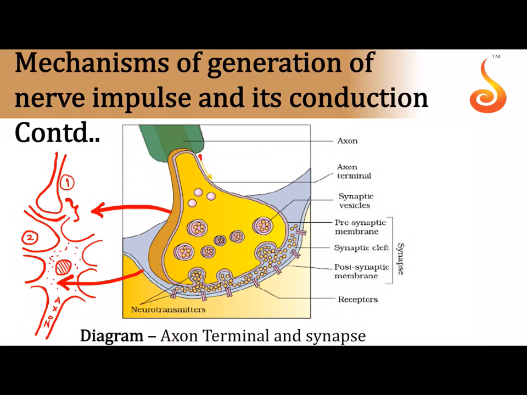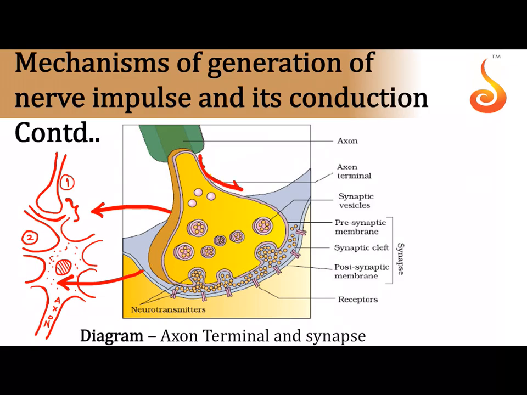You can see how the action potential is coming down, that is, the nerve impulse is reaching down, and how all these sac-like structures called synaptic vesicles, which contain the neurotransmitters, are fusing with the cell membrane and releasing their neurotransmitters into the synaptic cleft. The gap between the two membranes is called the synaptic cleft.